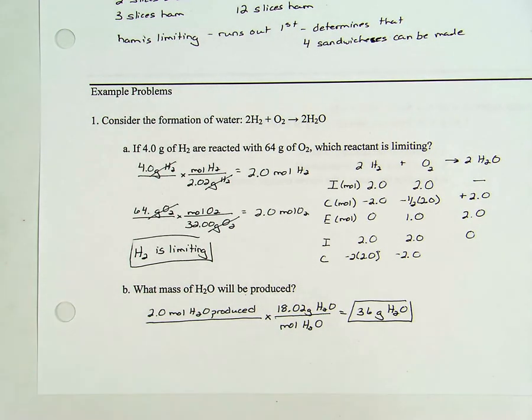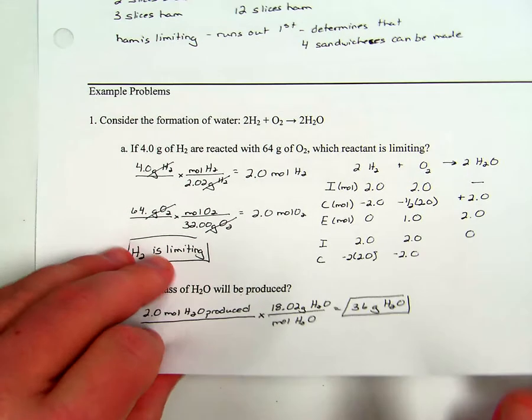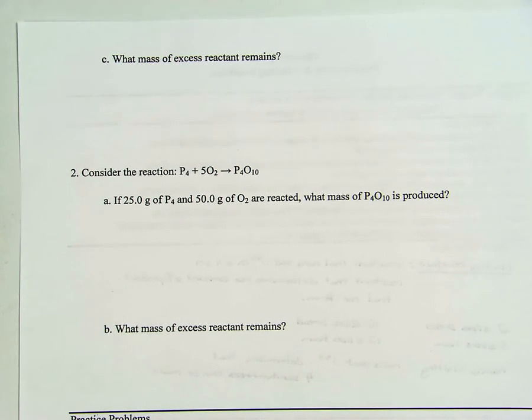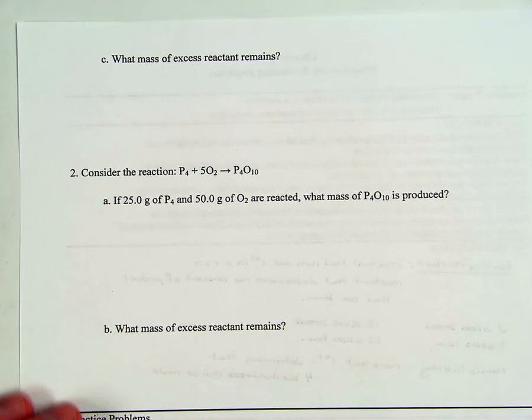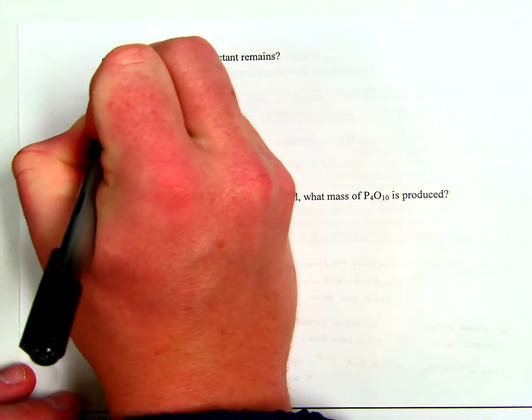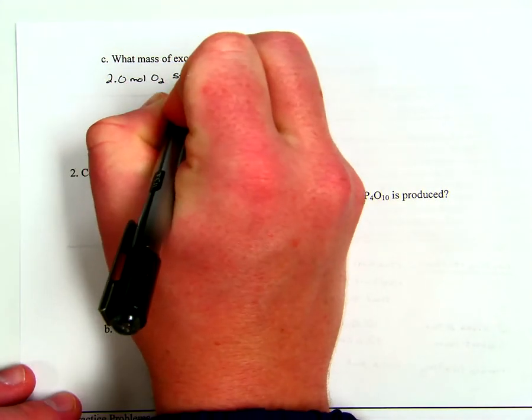All right, question C. I believe there's a question C. Yes. All right, question C. What mass of excess reactant remains? Well, here's what we know. We know that we started with 2 moles of oxygen that we started with. 2 moles that we started with.